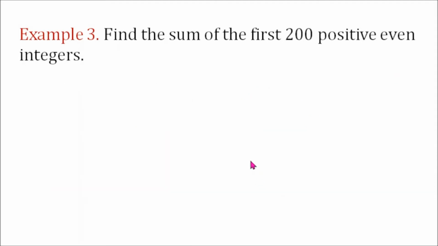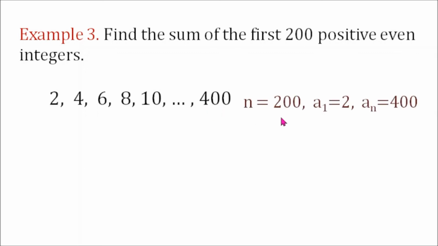Example number 3, find the sum of the first 200 positive even integers. So the first even integer is 2, then 4, then 6, then 8, then 10, and the 200th term is 400. So a sub 1 is 2, a sub n is 400, and our n is 200.